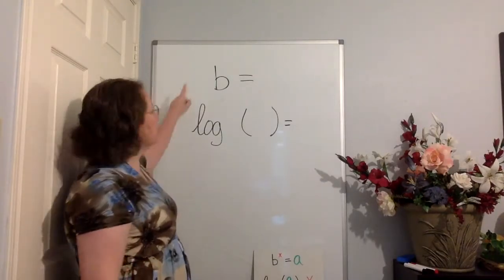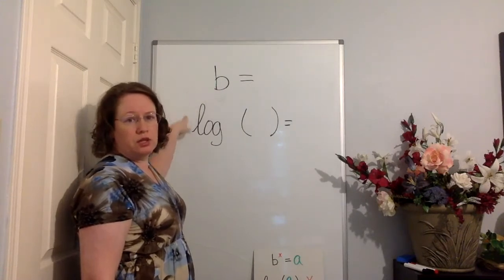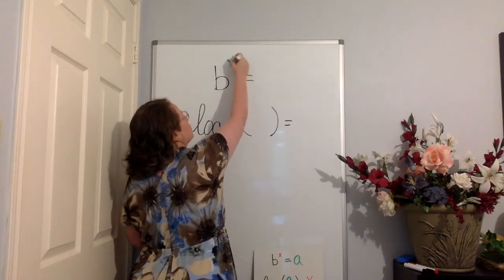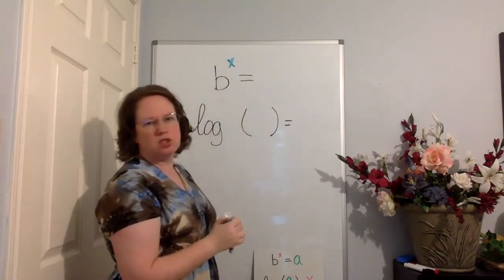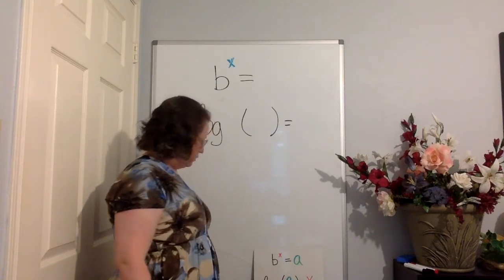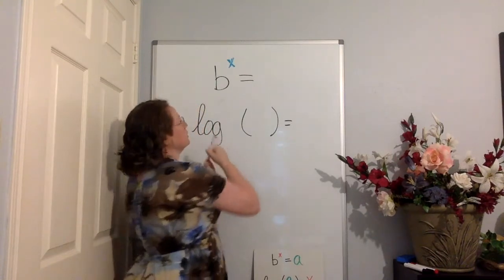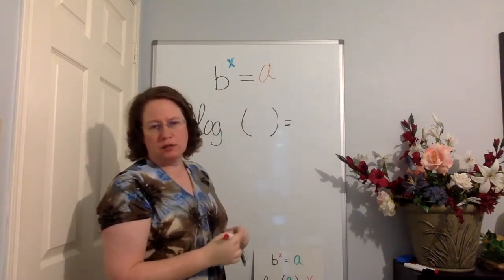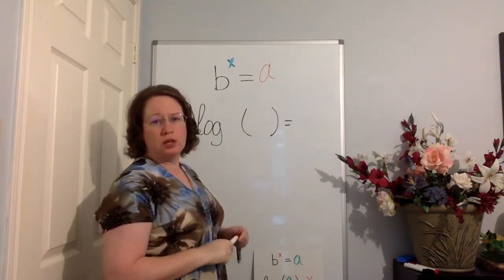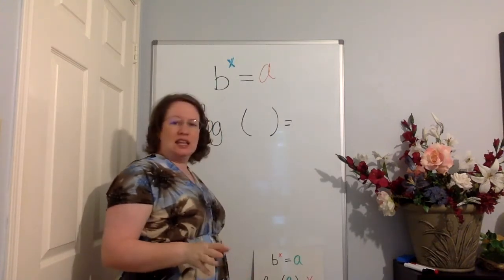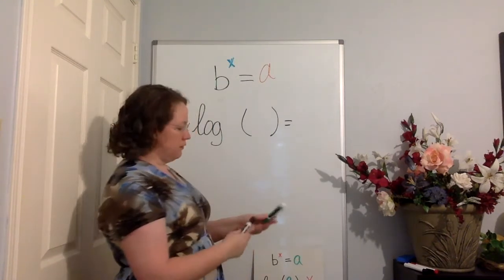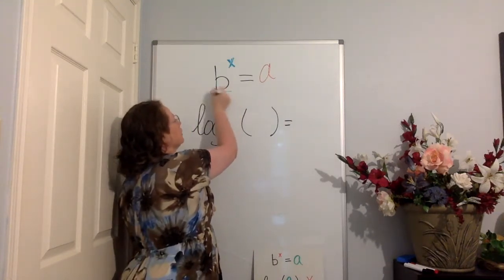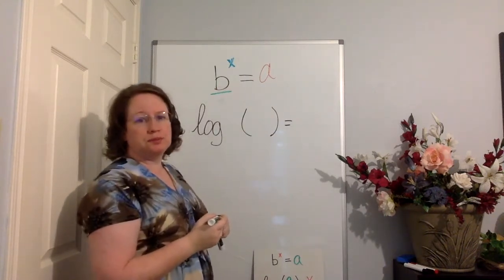I'm going to take my exponential form and turn it into a log. So if I have b raised to the power of x, we're just going to call it x because we're not really worried about what it is right now. And that's going to equal a. A is the argument, not the answer, because the answer could change where the equal sign is. The first thing we write down is our base, which is always the big number that's attached to the exponent.